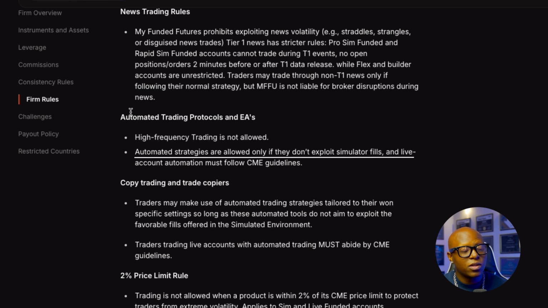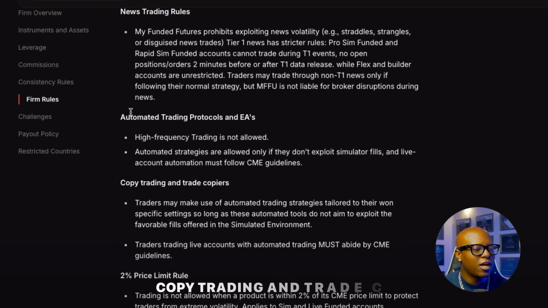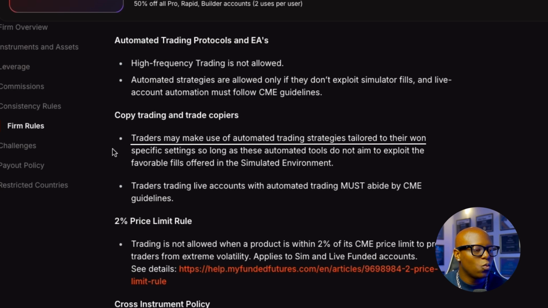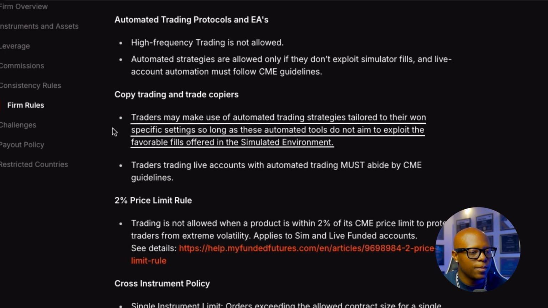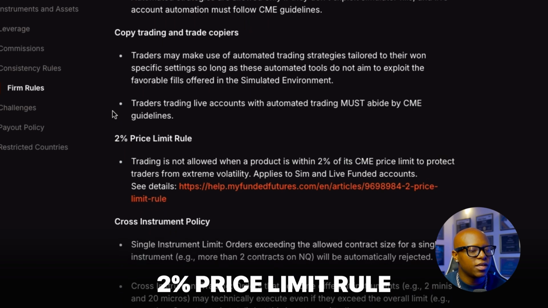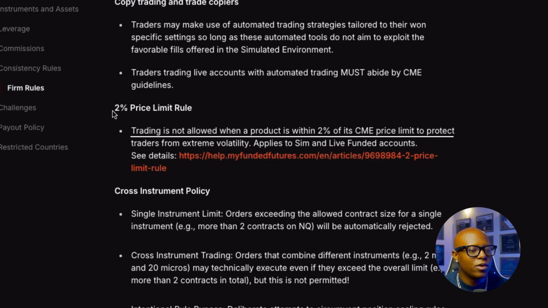Automated strategies are allowed only if they don't exploit simulator fills, and live account automations must follow CME guidelines. For copy trading, traders may make use of automated trading strategies tailored to their one specific setting, so long as these automated tools do not aim to exploit favorable fills offered in the simulated environment. Traders trading live accounts with automated trading must abide by CME guidelines. They do have a 2% price limit rule where trading is not allowed when a product is within 2% of its CME price limit, to protect traders from extreme volatility.